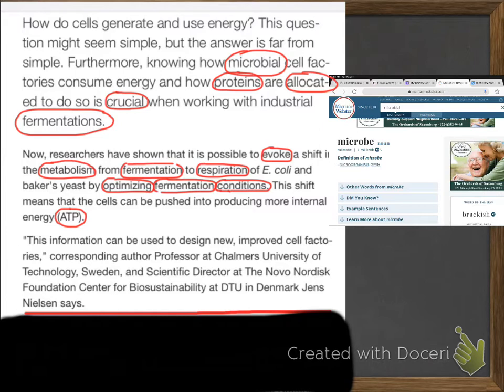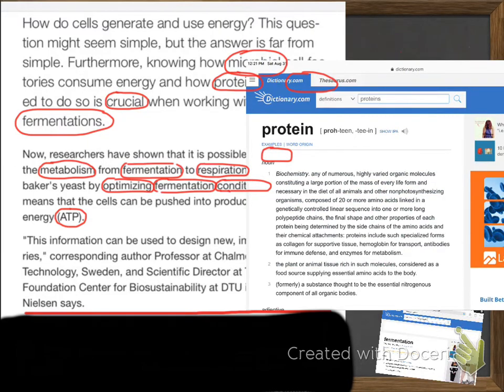Proteins. Is that like the stuff that I eat in my hamburger or eggs? I don't know. I better look that up. Allocated. What does allocated mean? Crucial. I've heard that word before. Okay, let's look them all up. Okay, I'll start with protein on dictionary.com. Oh my gosh, that's terrible.